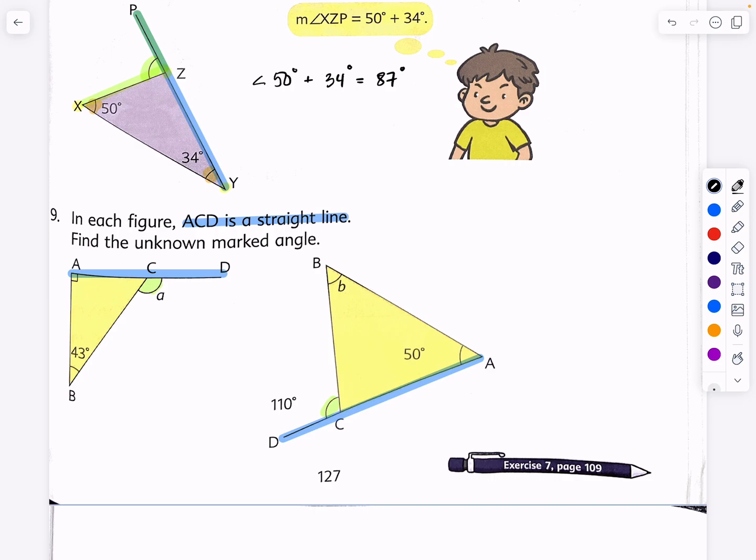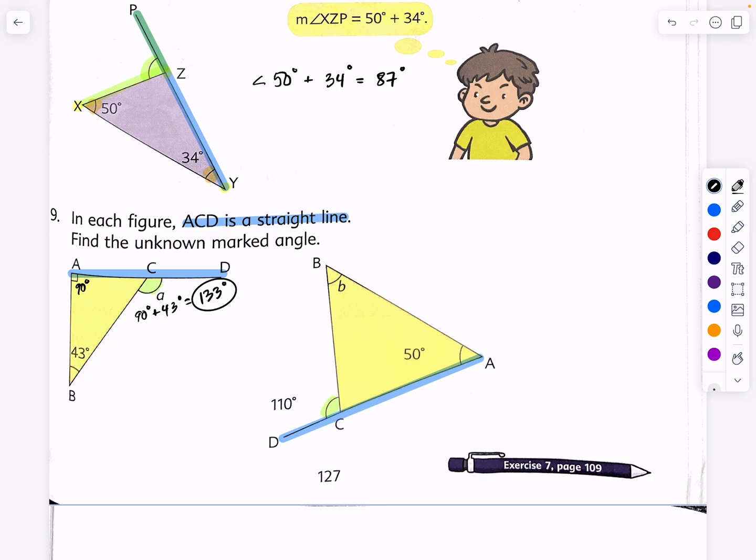So find the unknown marked angles. Let's take a look at the first triangle and angle A. We do have a small symbol for the right angle. So this angle is equal to 90 degrees plus 43 degrees. The math is so simple: 133 degrees. And that's, my friend, how simple it is.